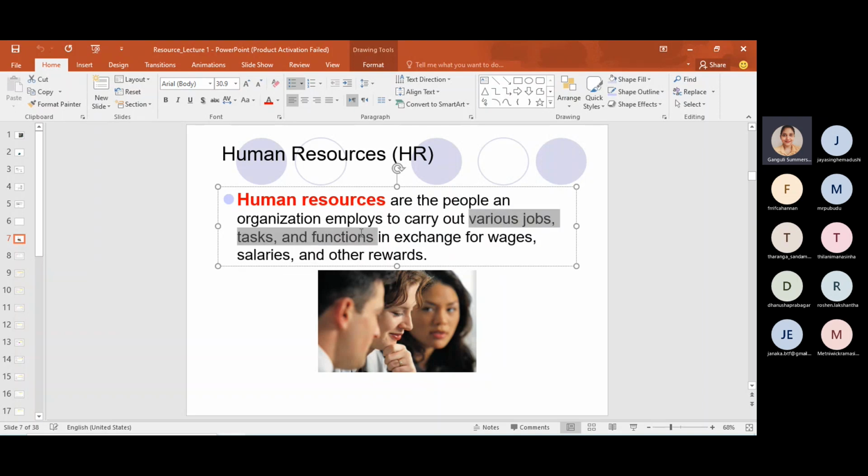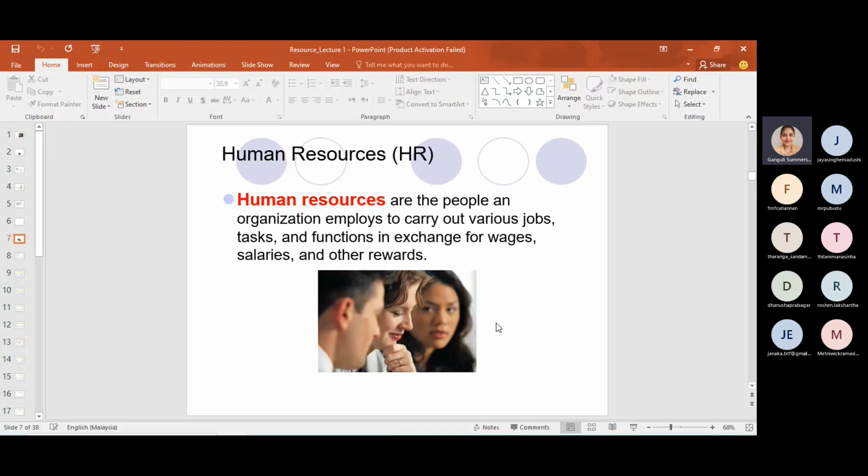So why do we recruit people? Why do we hire human beings into an organization? To perform various jobs, tasks, and functions. So what do you get in return for carrying out these jobs, tasks, and functions? You have an organization to perform various jobs, tasks, and functions, and you hire people to your organization.